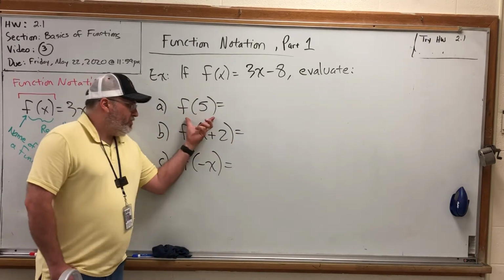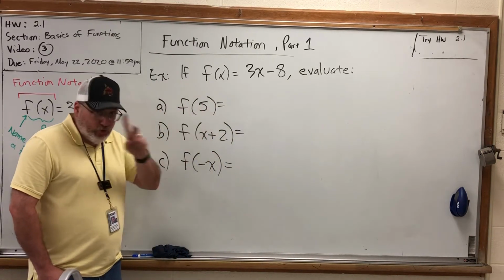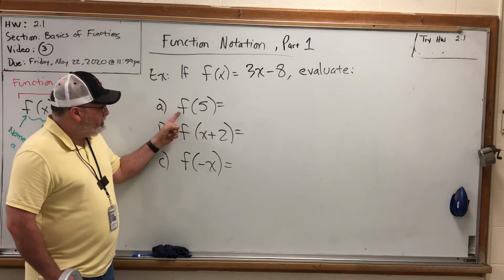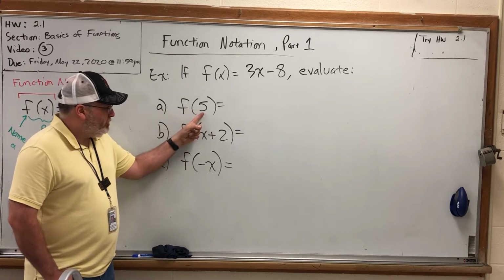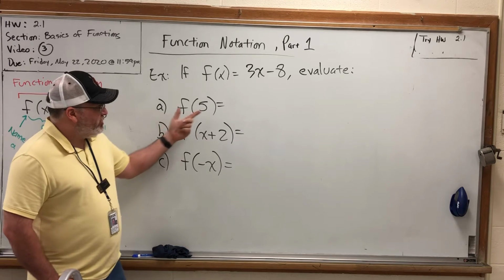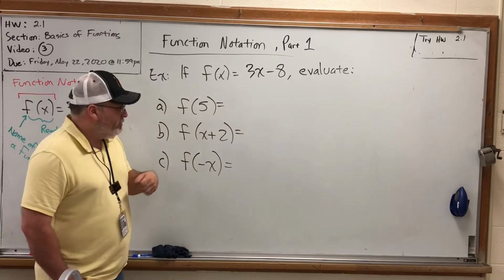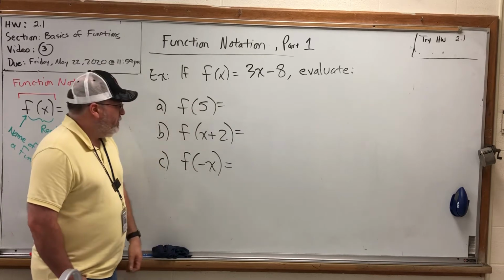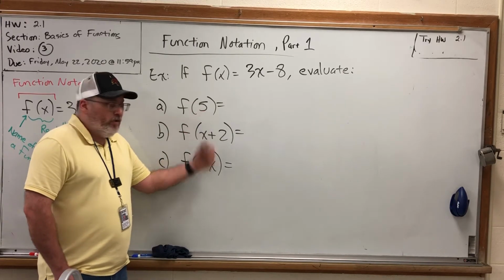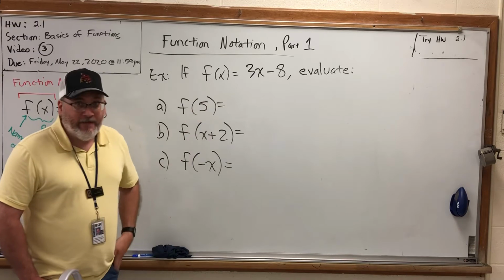A function notation problem should give you two pieces of information: what to do and what to do it to. This function says, give me something, I will triple it and then subtract 8. So that's what I'm going to do. This is what I'm going to do it to. So all I have to do is substitute the 5 and run with it.